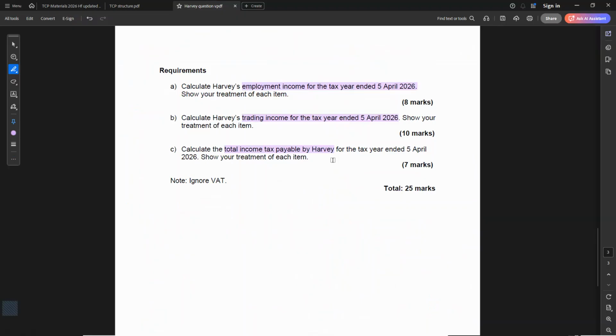It's really important with the tax compliance and planning exam questions to make sure you read the questions carefully and only do the calculations that are required, and make sure you do all the calculations that are required. So just really focusing on what the question has asked you. So we're just looking for the total income tax payable here.